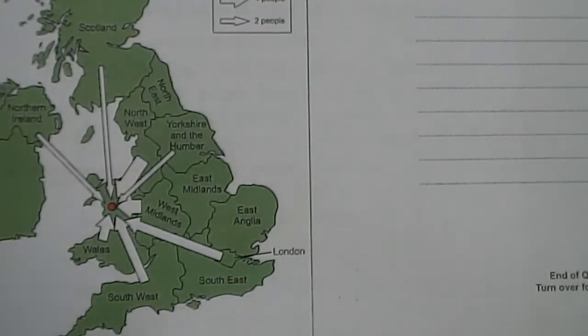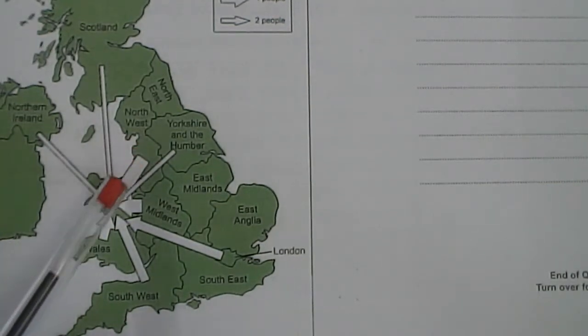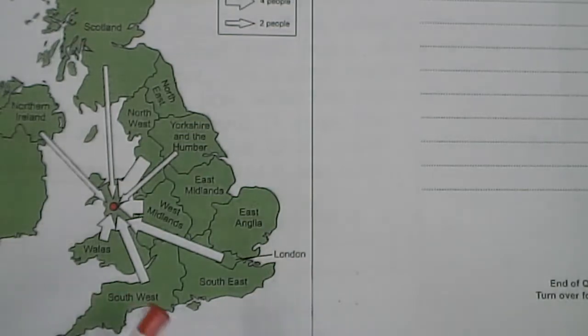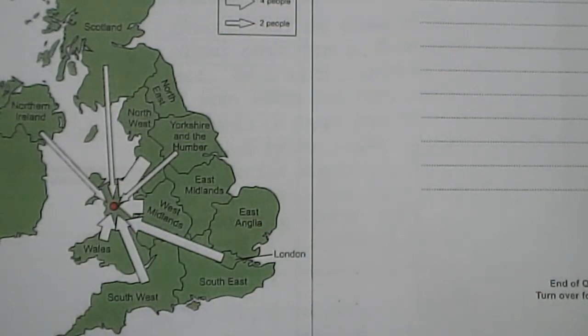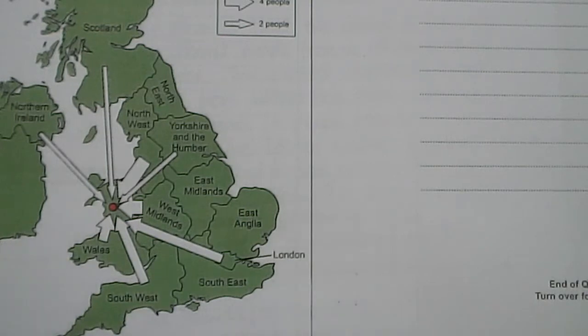So if we look at our map, looking at the arrows, we can see that there's a significant amount of people travelling from the northwest. And if we look at the key, that would be 6 people travelling from the northwest. Following that, we've also got a significant amount of people travelling from the West Midlands. We've also got a route of 4 people travelling from the southeast and the southwest. The least amount of people come from Northern Ireland and Yorkshire and the Humber.